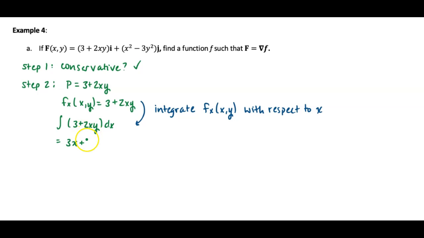2xy is going to become 2 over 2 x squared y, so just x squared y. And then we have our constant of integration. Now, let's think about the fact that this is with respect to x. If I have a constant of integration, I know that it can come from constants or from any other y terms, because remember, with respect to x, I'm treating y as a constant. So instead of calling this c, I'm going to call this g of y. And again, this is my constant of integration.